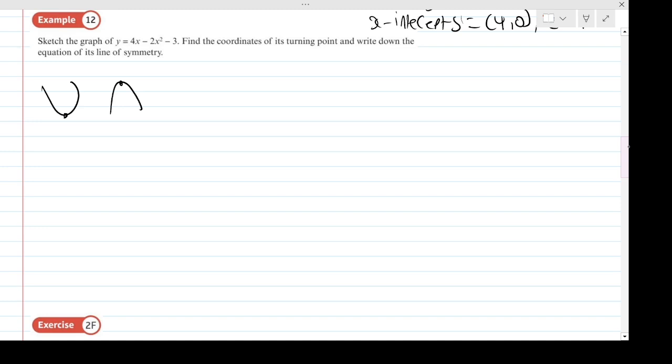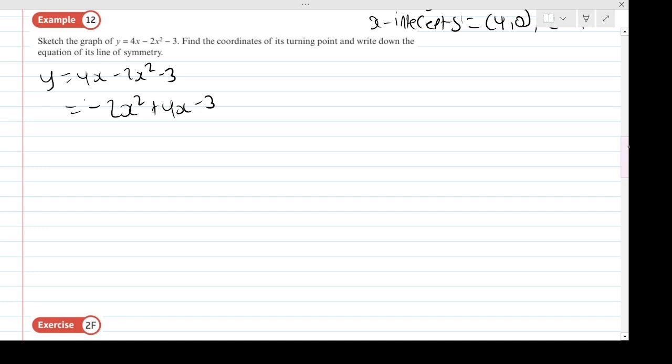Okay. Anyway, let's have a look at another example. So we have y is 4x minus 2x squared minus 3. I don't like how they switched the ordering around a little bit. Let's put the x squared bit first. So alternatively, that's minus 2x squared plus 4x minus 3. That's just a personal preference. I think it's a bit cleaner to read.